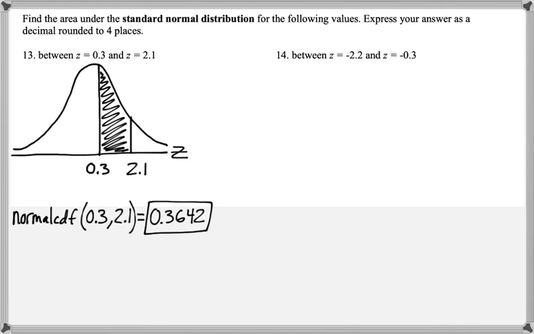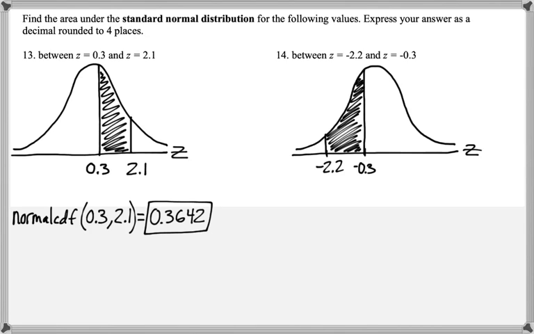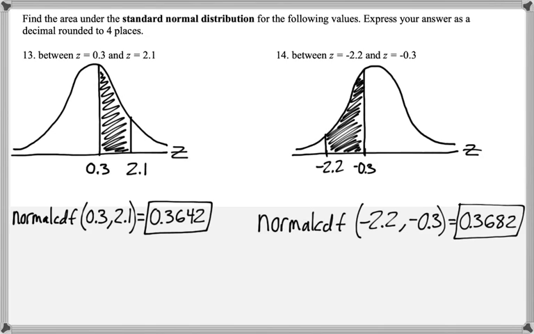14 says between z is equal to negative 2.2 and z is equal to negative 0.3. So the picture would look something like this. So we want to type normal CDF negative 2.2 comma negative 0.3. So the area of the shaded region is 0.3682.